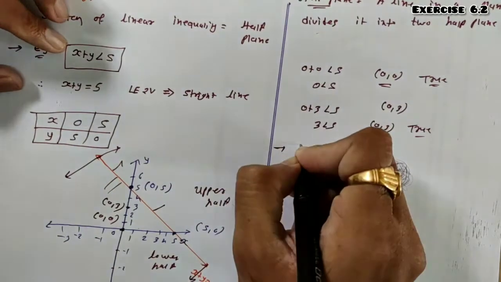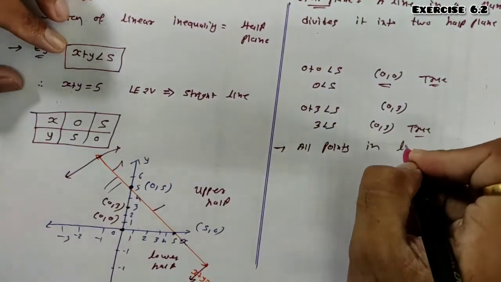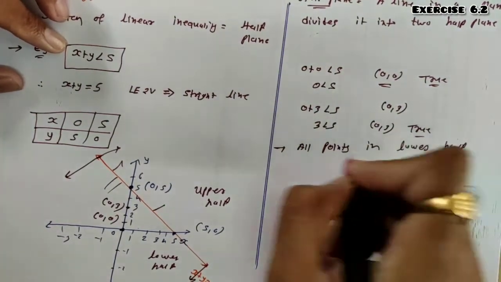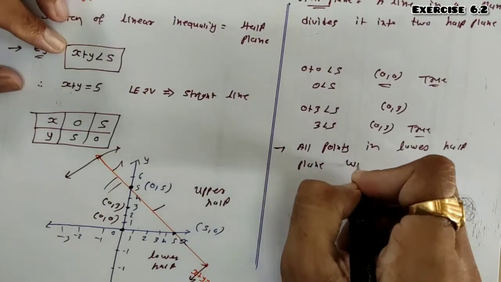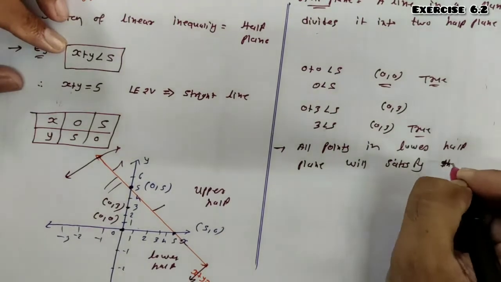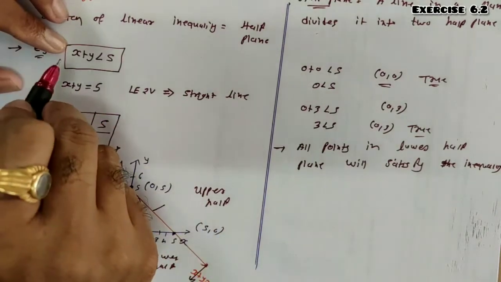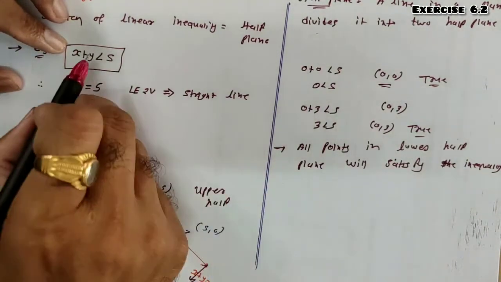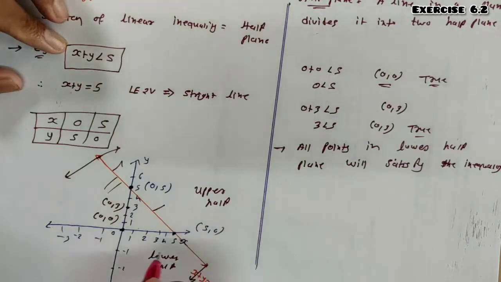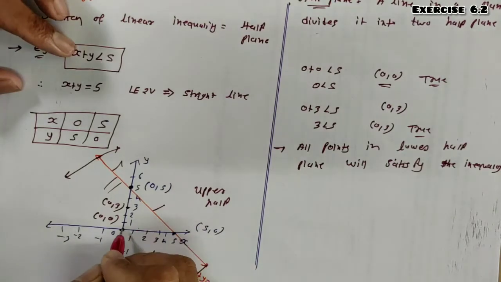In short, here we can say that all the points in the lower half plane will satisfy the given inequality. So what is the solution of this linear inequality? The solution of this linear inequality x plus y less than 5 is the lower half plane from the line x plus y equal to 5. So the solution of this linear inequality is the half plane towards the origin.